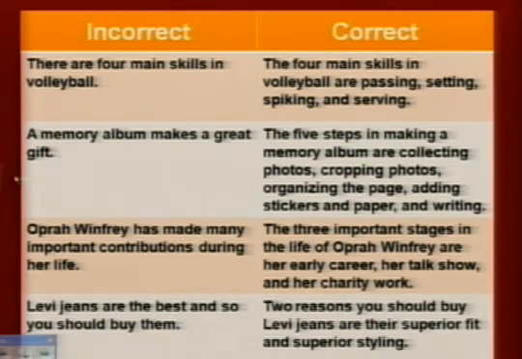Again, that might be true, but I'm missing the steps again, right? So the 3 important stages in the life of Oprah Winfrey are her early career, her talk show, and her charity work. It would be incorrect to say Levi jeans are the best and so you should buy them. It would be better to say 2 reasons you should buy Levi jeans are their superior fit and superior styling. Any questions about writing a central idea?